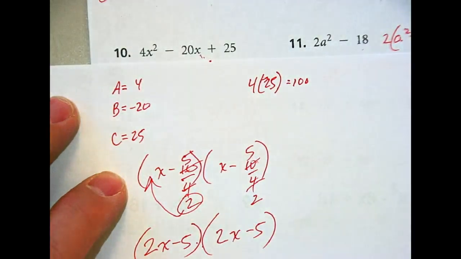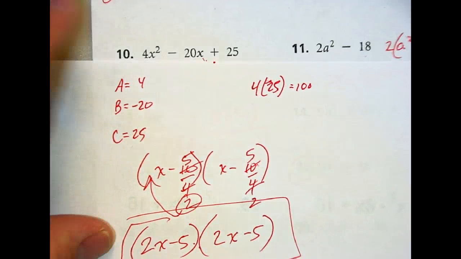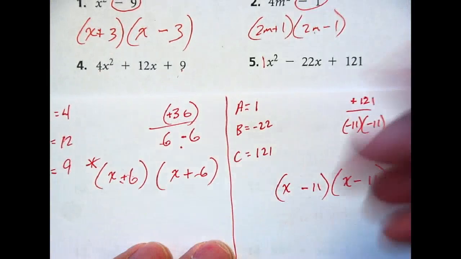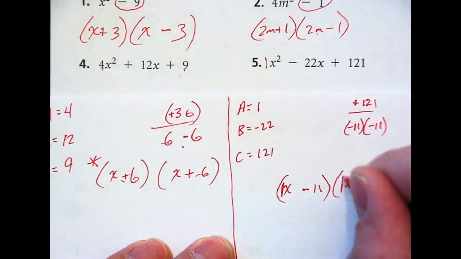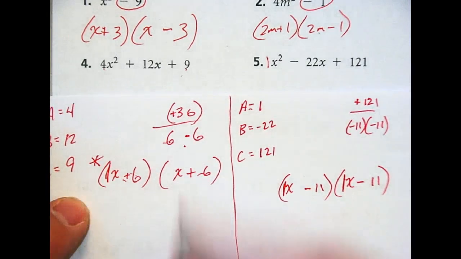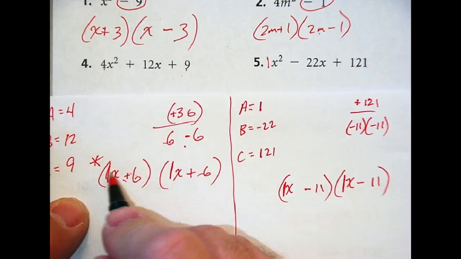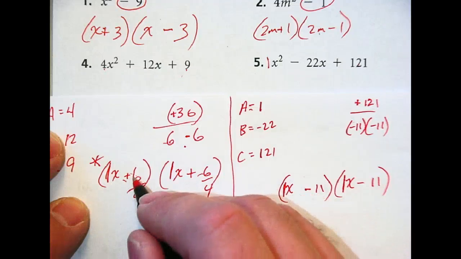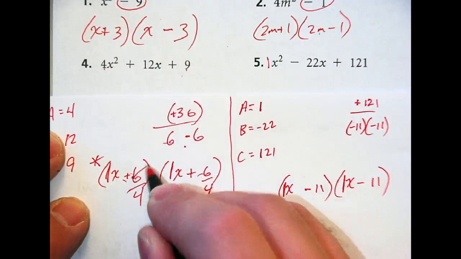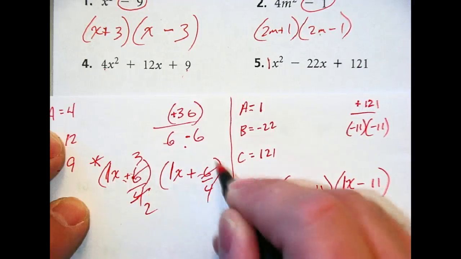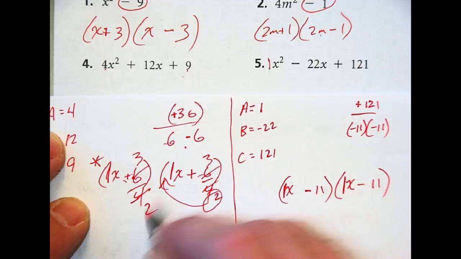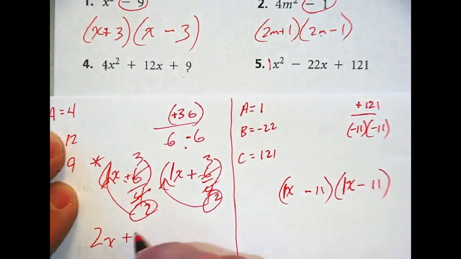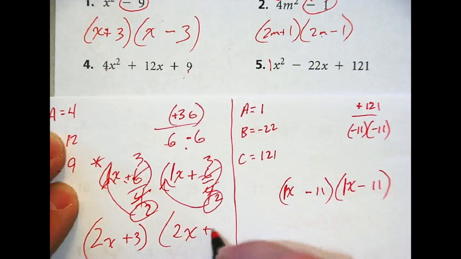Look at your patterns again. All right, hold on. Let's go back to this one. Number 5 and number 4. We already have this one. This is 1x minus 11 and 1x minus 11. This is 1x plus 6 and 1x plus 6. However, we have to divide by 4 here, right? So when I divide by 4, what happens? What's this become? Okay, 3, and this becomes 2. So we got to bring those 2's out in front. That becomes 2x plus 3 and 2x plus 3.